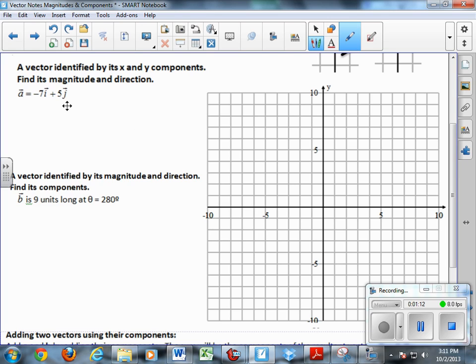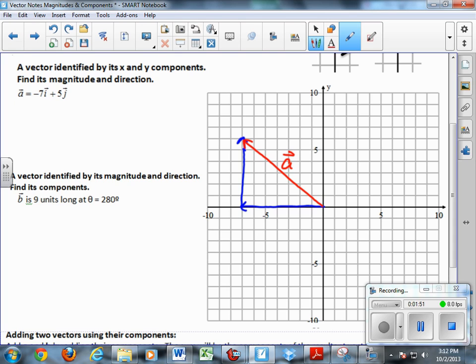So negative 7i plus 5j means that its x component has a length of negative 7 and its y component has a length of 5. Both of these are vectors, so I'm going to draw them. Negative 7 would be a vector going in the negative x direction, and then positive 5, 1, 2, 3, 4, 5. So my vector, and I'm going to use a different color, so vector A is this vector right here that goes, we have negative 7 here, plus 5, and this would be vector A.